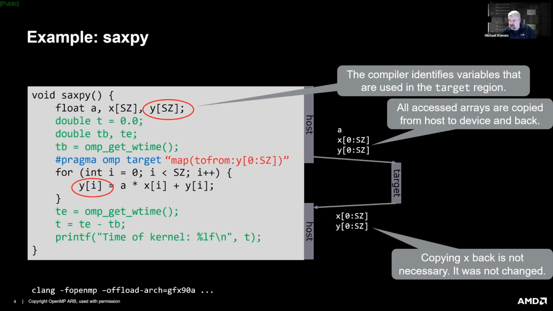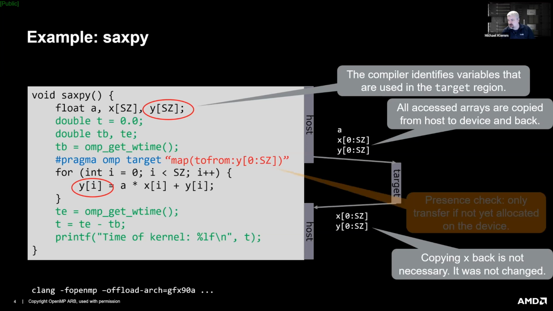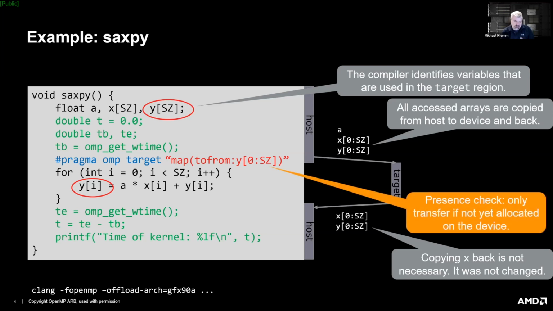And the one thing that I need to tell you, and I put it in quotation marks, is there a question? Nope. Okay. All right. The one thing that I did on this slide is I put the map clause in quotation marks because it's not actually a map clause that is implicitly added. It's a presence check that transfers only if not yet allocated on the device. We'll come back to that when we try to avoid data transfers and talk about that in a little more detail. Just accept it for now that it's as if you had added this clause yourself.